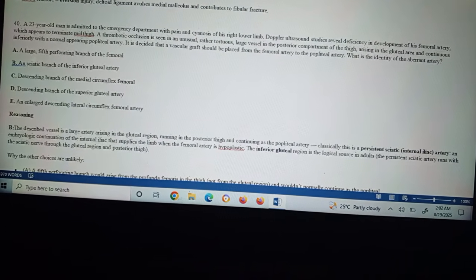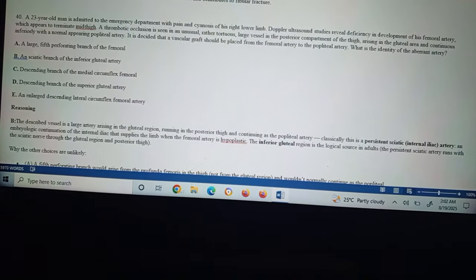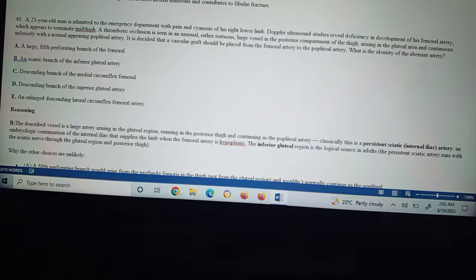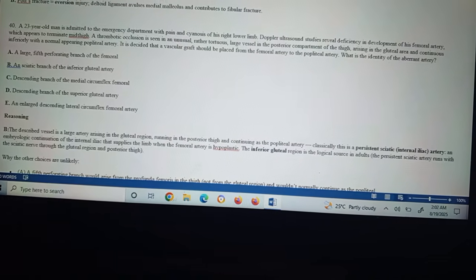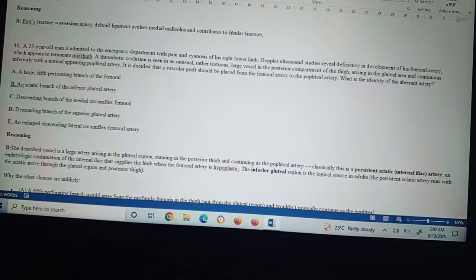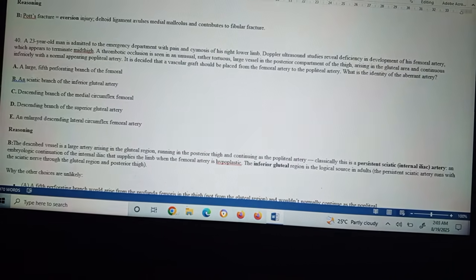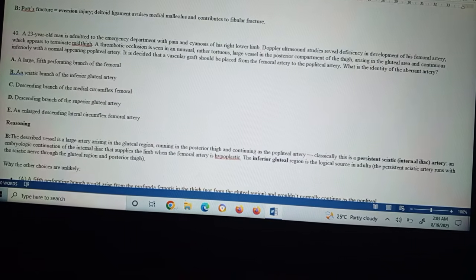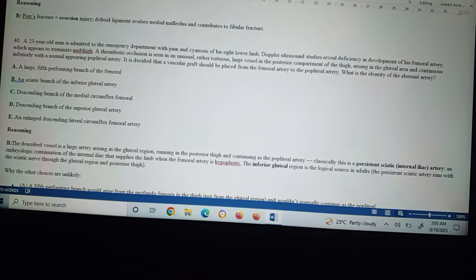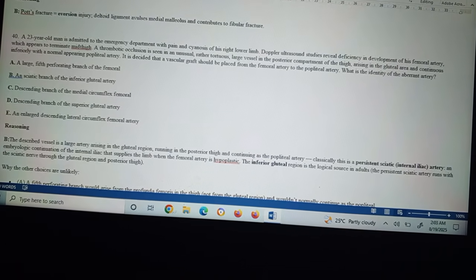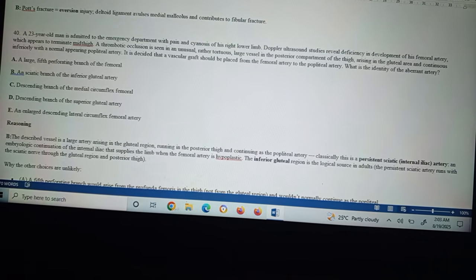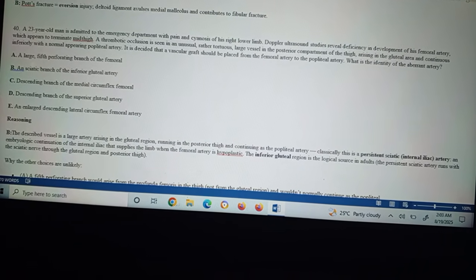The answer is B, the sciatic branch of the inferior gluteal artery. The described vessel is a large artery arising in the gluteal region, running in the posterior thigh and continuing as the popliteal artery. Classically, this is a persistent sciatic artery, an embryologic continuation of the internal iliac that supplies the limb when the femoral artery is hypoplastic. The inferior gluteal region is the logical source in adults. The persistent sciatic artery runs with the sciatic nerve through the gluteal region and the posterior thigh.